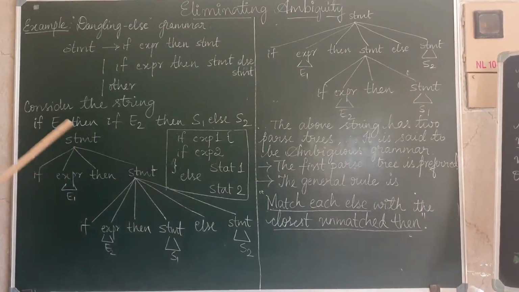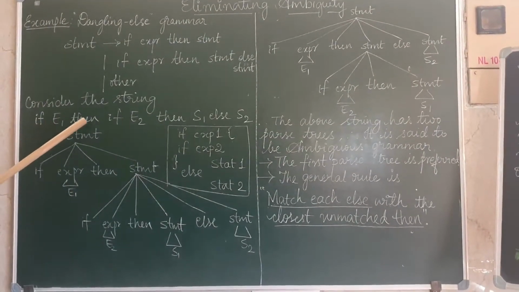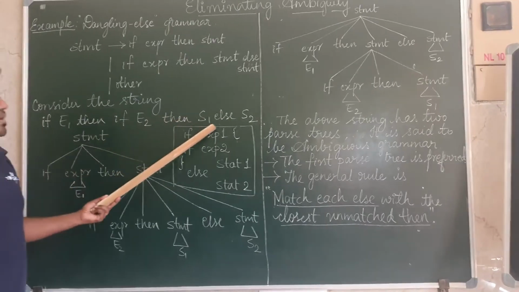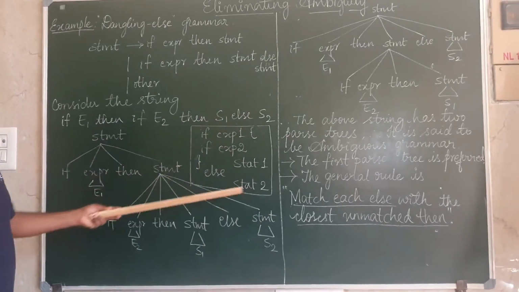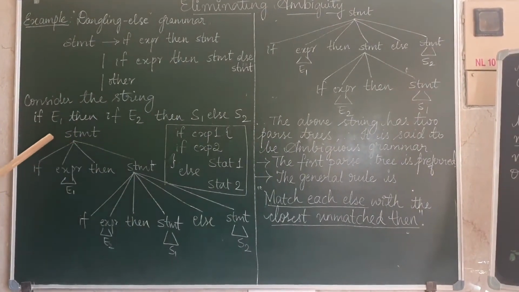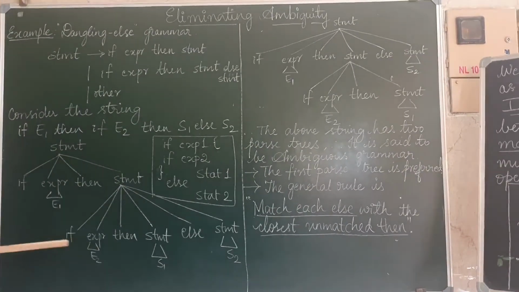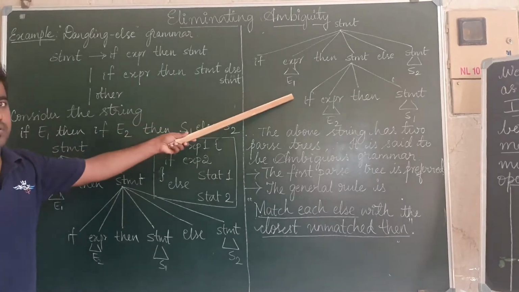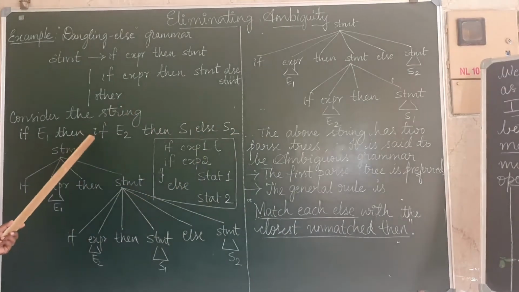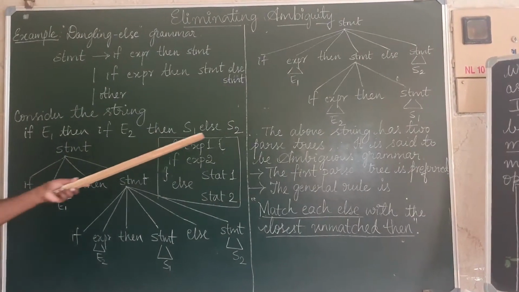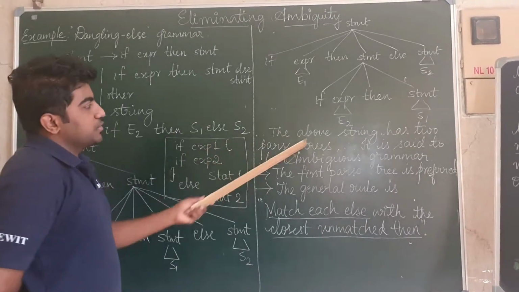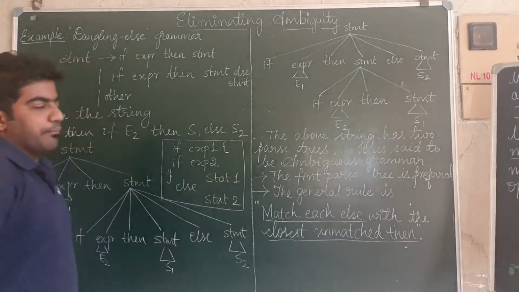Got it? So then this grammar will be correct. Similarly, we have one string: if expression 1, then if expression 2, then statement 1 else statement 2. So I have considered the same thing. By using this grammar, if we draw the parse tree, this is one parse tree, this is another parse tree. Two different parse trees exist for this string. Therefore, the above string has two parse trees. It is said to be an ambiguous grammar.